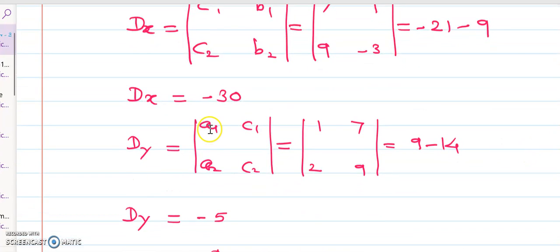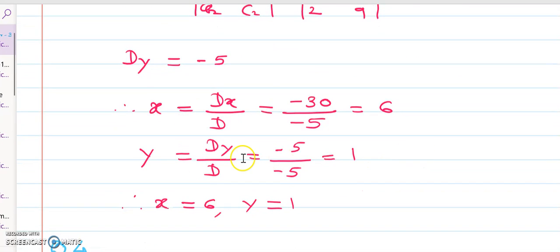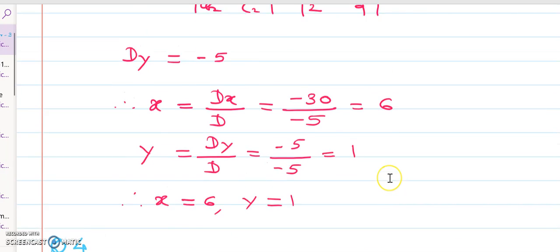What about Dy? a1 c1 a2 c2, 1 7 2 9. That is 1 into 9 is 9, 2 into 7 is minus 14, and therefore Dy is equal to minus 5. Therefore, x is equal to Dx upon D, that is minus 30 upon minus 5, that is equal to 6, and y is equal to Dy upon D, which is minus 5 upon minus 5, that is 1. Therefore, x is equal to 6 and y is equal to 1.